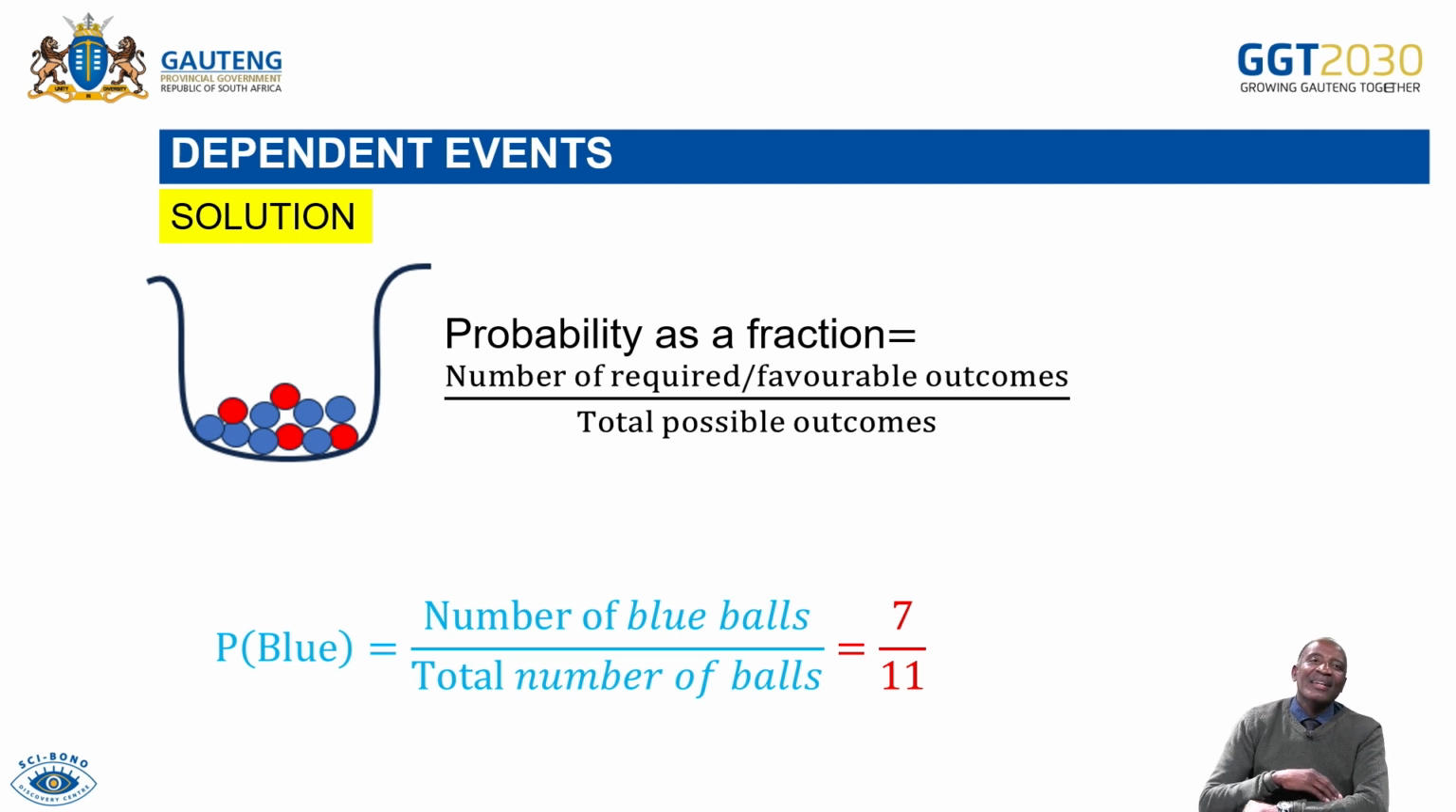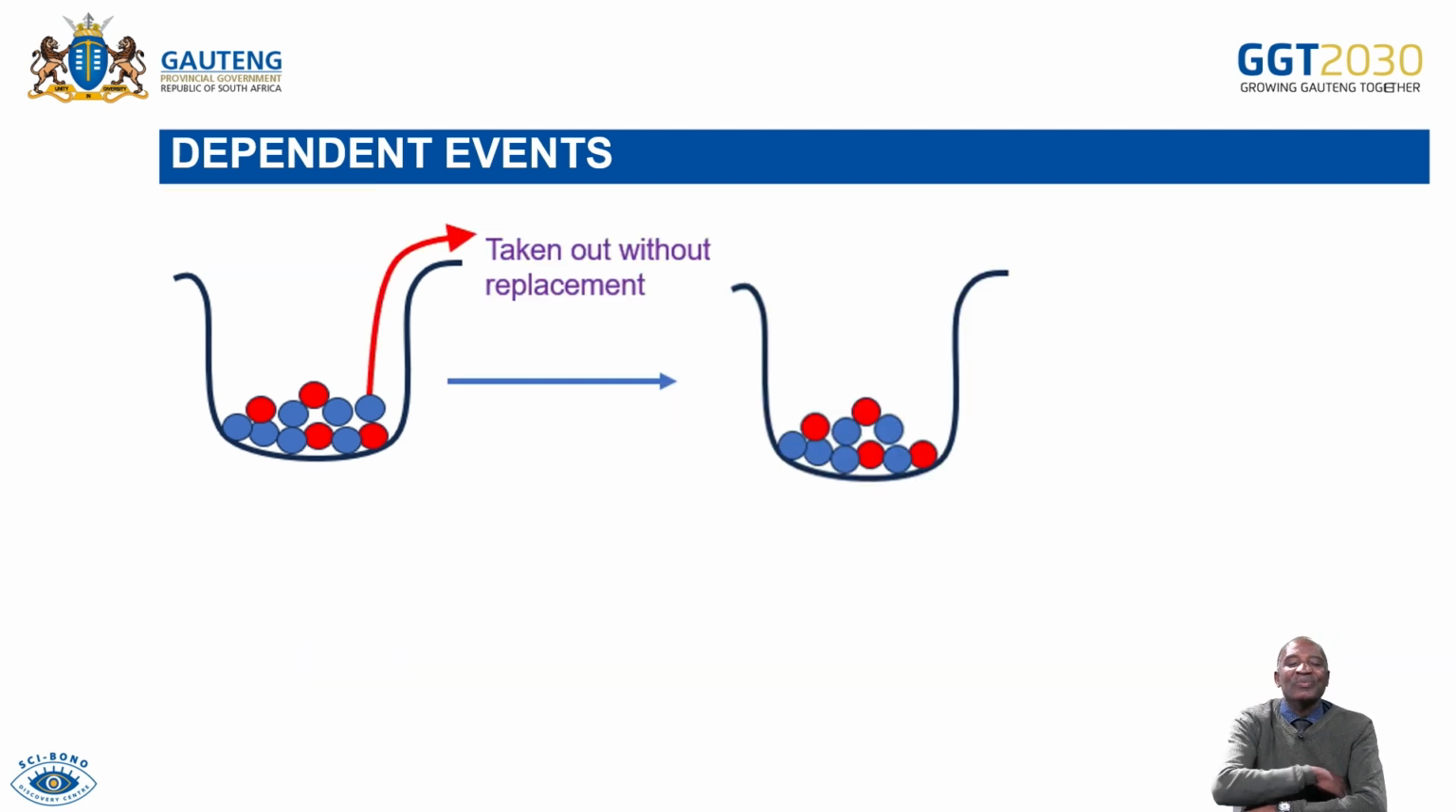Right. We come for the second draw. We have taken out without replacement a blue one. So far, a blue one has been taken out. Remember, in your first experiment, you wanted to remove a blue. So I want you to now determine the probability of drawing a red one.